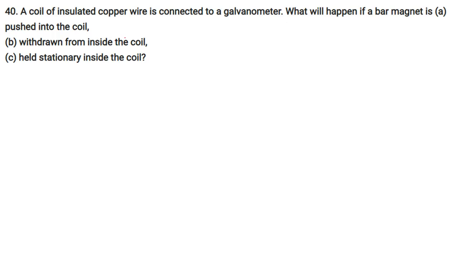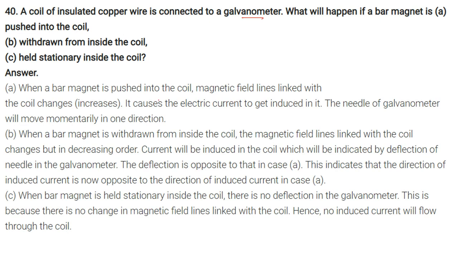A coil of insulated copper wire is connected to a galvanometer. What will happen if a bar magnet is pushed into the coil? First case: when a bar magnet is pushed inside the coil, the magnetic field lines linked with the coil will change, that is, will increase. So it causes an electric current to get induced in it, and the needle of the galvanometer will move momentarily in one direction. The second case is when the magnet is withdrawn from inside the coil.